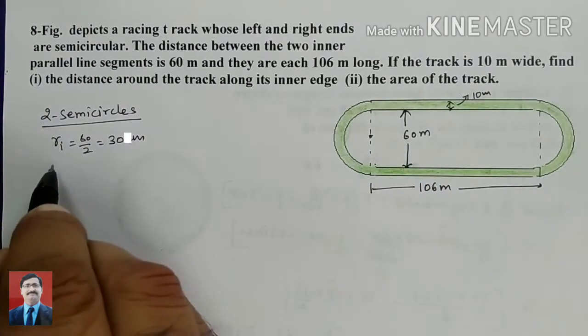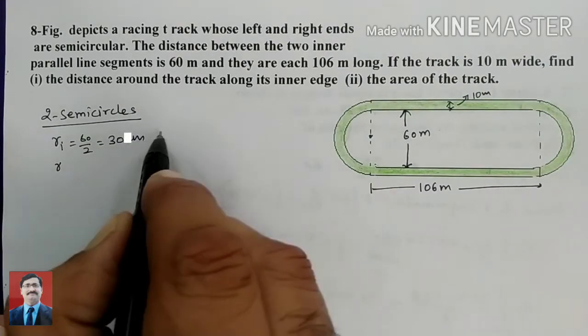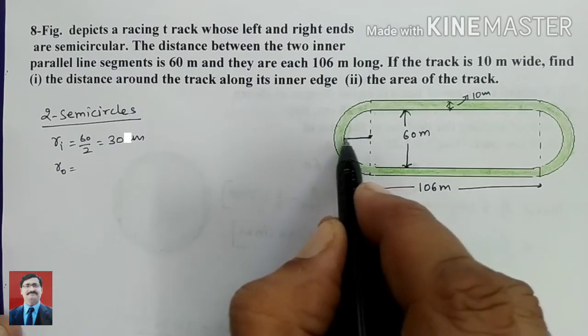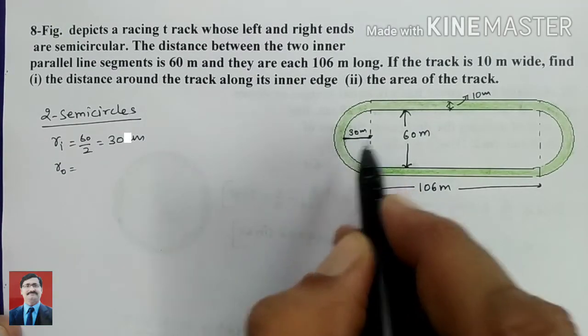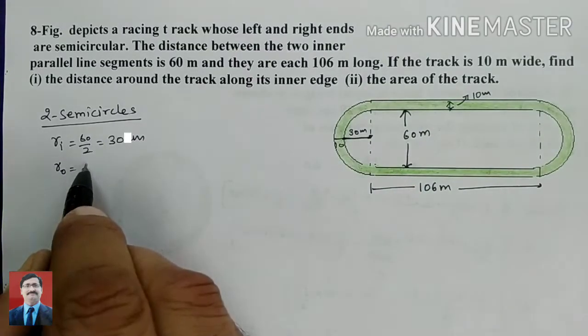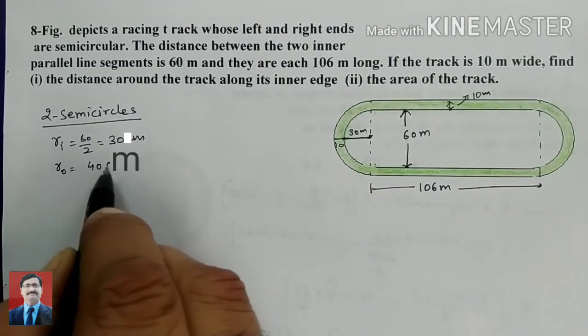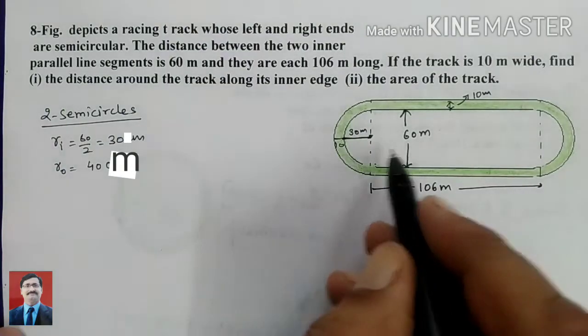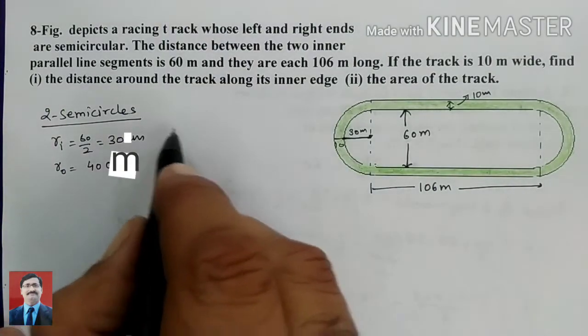And the outer radius, look here, we have to find the outer radius. This is 30 meters and this is 10. So we have the outer radius as 40 meters. All of you understand this? Width is 10, 30, we have 40. And this is a semicircle. Okay.